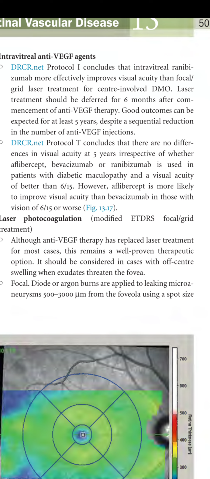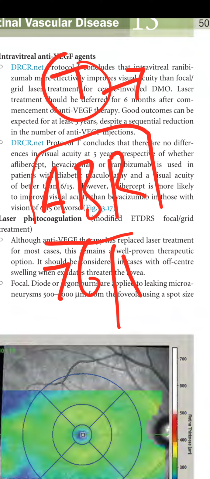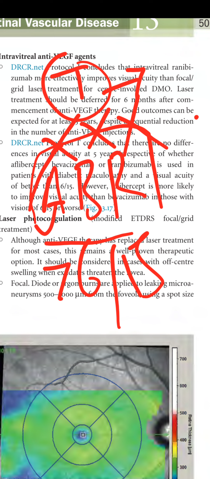However, aflibercept is more likely to improve visual acuity than bevacizumab in those with a vision of 6/15 or worse. So next is Protocol T. Protocol T is basically comparing the three intravitreal anti-VEGF agents: aflibercept, bevacizumab, and ranibizumab. If the vision is better than 6/15, then there is no difference among any of them. But if the vision is worse than 6/15, then aflibercept tends to do better than bevacizumab.